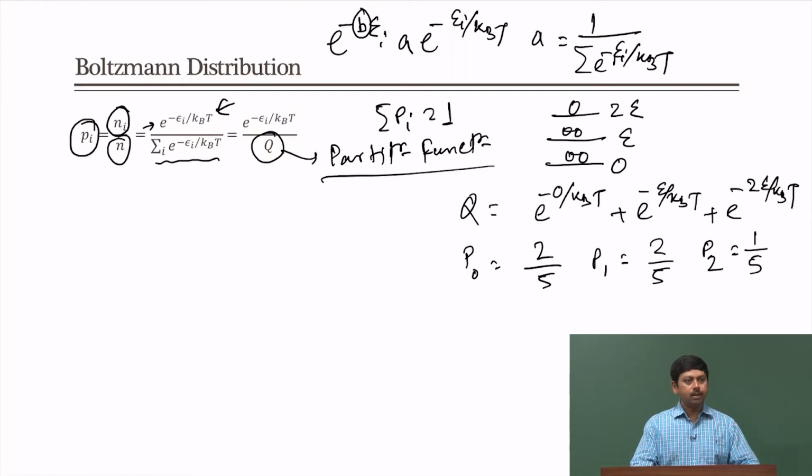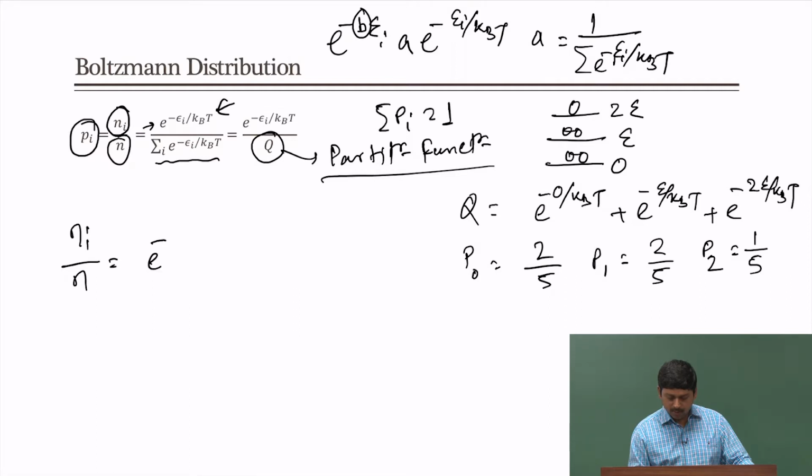Is it clear? Ni by n we have used, and we have used the definition of the partition function. Ni is the number of particles in the ith level, and n is the total number of particles. Then how does this exponential sum give the total number of particles? No, the exponential sum does not give it. Ni by n is denoted here because Ni by n was fitted to this expression. So, Ni by n was fitted to e to the power minus b Ei, and this is a normalization constant.